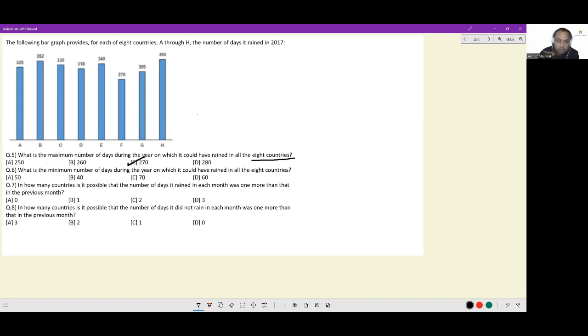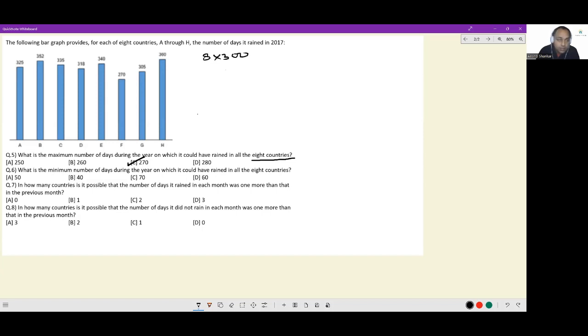Next, what is the minimum number of days during the year on which it could have rained in all 8 countries? Now, this is challenging. First thing we do is we add up the total number of days. 325 plus 352 plus 335, or I'm being lazy. Wait, I should not do this. 1, 2, 3, 4, 5, 6, 7, 8. 8 into 300. This is done.